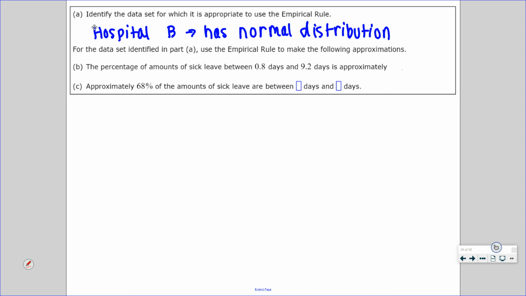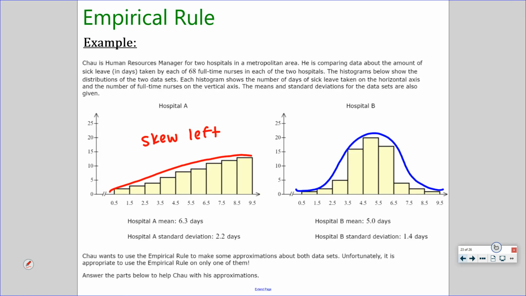Okay, so now we're going to actually apply the empirical rule to make the following approximations. I'm going to keep my chart up here and I'll just kind of read the questions. The percentage of amounts of sick leave between 0.8 days and 9.2 days is approximately how many percent? All right, so I'm going to look at my graph here. We know the standard deviation is 1.4 and my mean is 5. So looking at my x-axis here, 5 would be right down the middle. There's my mean.